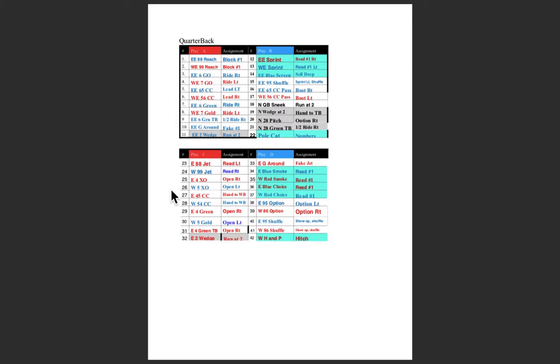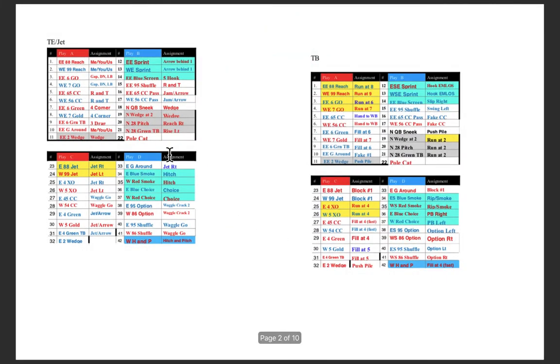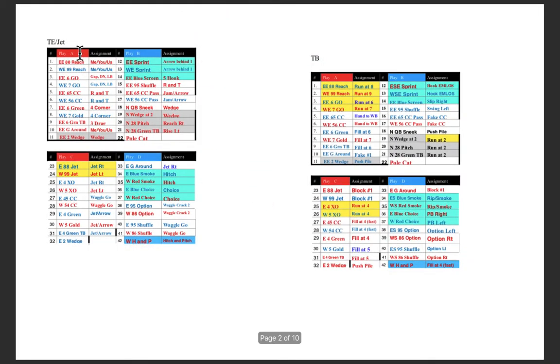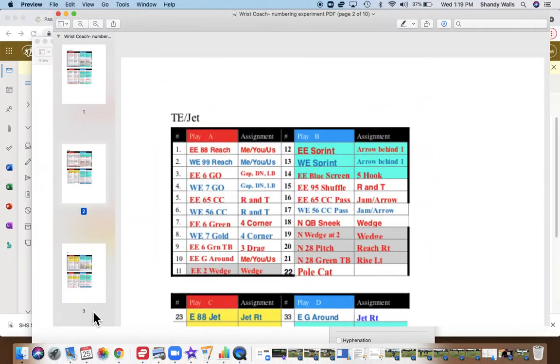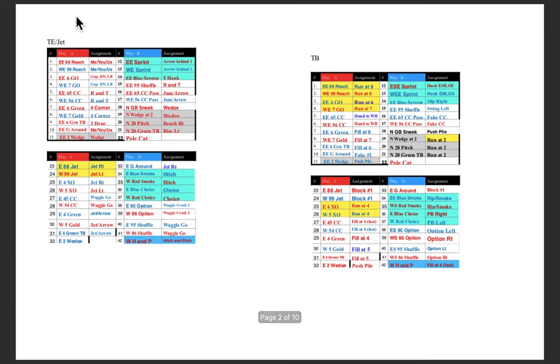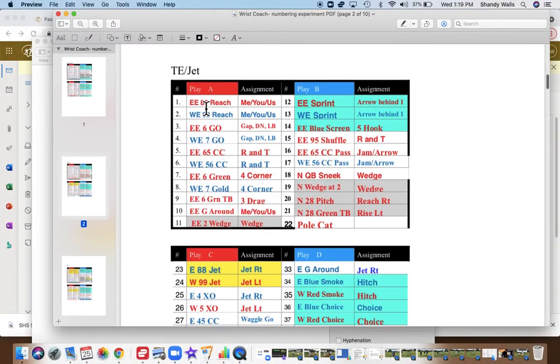Let's take a look at a few of these. Now, I'm not going to use the quarterback risk coach because the quarterback risk coach is a little bit unique. And I'd rather speak to a larger audience by taking a look at our tight end jet risk coach. So let's pull that one up. Great. I'm going to pull out a pen tool to mark up a few things along the way.